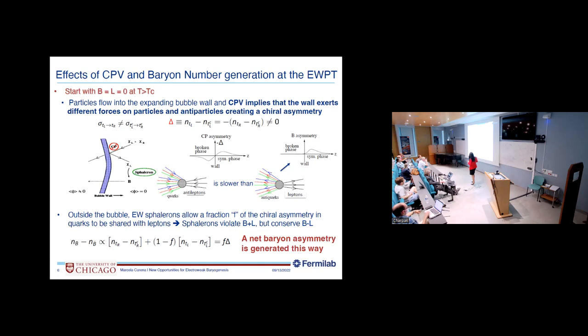And the way that happens is because this process of making quarks going into antileptons and antiquarks going into leptons is done by the sphalerons here, okay? But the sphalerons are SU(2) beasts. So the sphalerons only see left-handed particles, and that's the key point, okay? The sphalerons here are taking quarks into antileptons, antiquarks into leptons, but they can only touch left-handed particles, and they cannot touch right-handed particles. They don't see right-handed particles, okay? And so what happens is that outside the bubble wall, the electroweak sphalerons allow a fraction f of the chiral asymmetry in quarks to be shared with the leptons, and so they generate a baryon asymmetry.